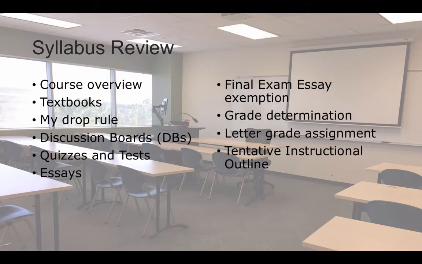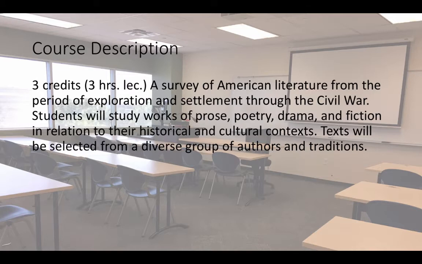The syllabus. I wanted to go over the syllabus, which you will receive in a separate email, to go over the course, talk about the textbooks, my drop rule, the discussion boards, quizzes and tests and essays, the final exam exemption, how I determine your grade, how the grade letters stack up to GPAs, and a tentative instructional outline. So this course is a survey of American literature from the period of exploration and settlement through the Civil War. Students will study works of prose, poetry, drama, and fiction in relation to their historical and cultural context. Texts will be selected from a diverse group of authors and traditions.